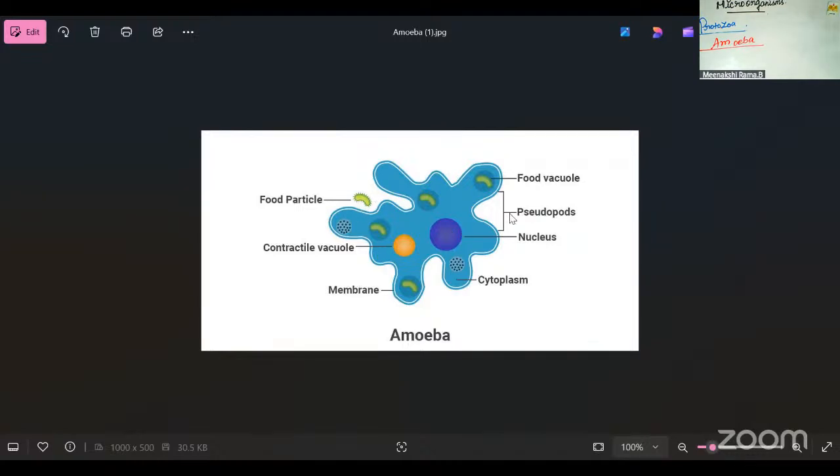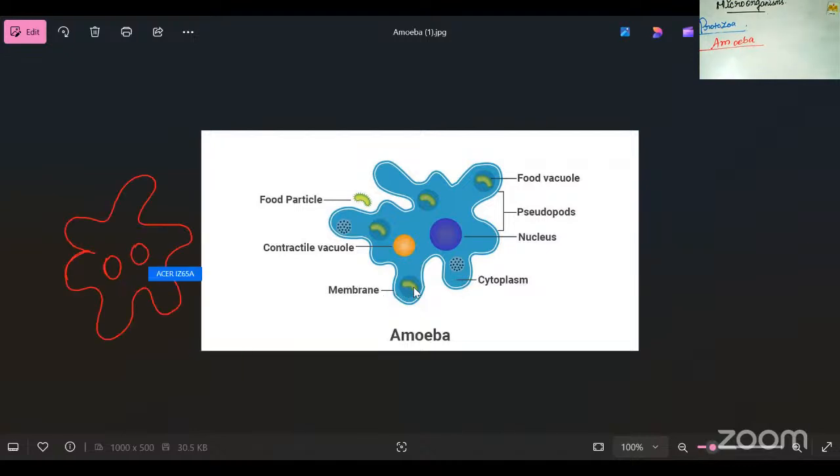The cell structure of amoeba. This part is called the food vacuole. This part is called pseudopodia. This part is used for locomotion of amoeba. The center part, the blue colored part, is called the nucleus. Cytoplasm is present in all areas, the cytoplasm fluid. So this is the cytoplasm part.